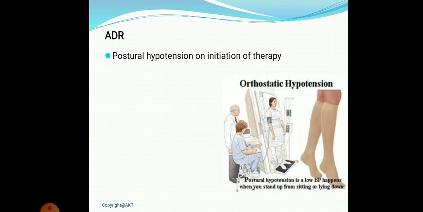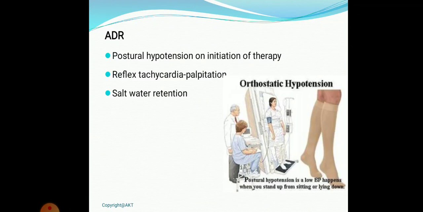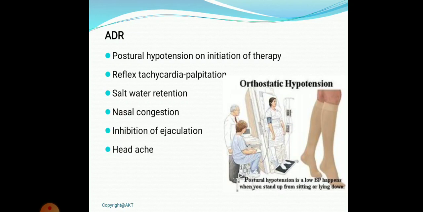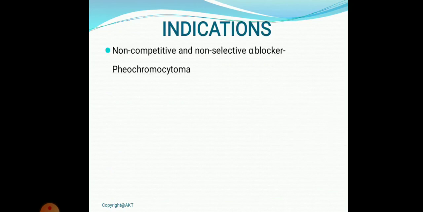Adverse effects of alpha-1 blockade, already mentioned: postural hypotension on initiation of therapy because of venodilatation, reflex tachycardia and palpitation, salt and water retention, nasal congestion, inhibition of ejaculation, headache, flushing, and diarrhea. Uses of alpha blockade: non-competitive and non-selective alpha blockers are highly useful in pheochromocytoma, a tumor of the adrenal medulla with massive secretion of adrenaline and noradrenaline. In such a condition, non-competitive and non-selective alpha blockers are found to be useful along with beta blockers.